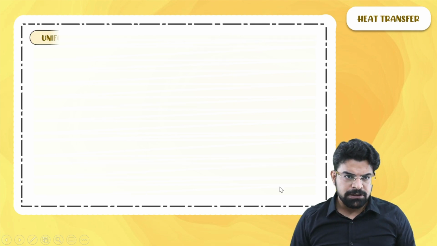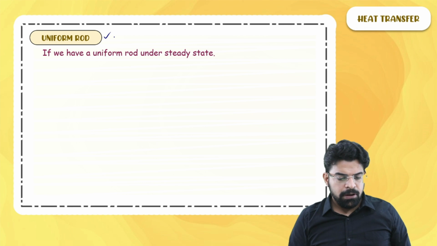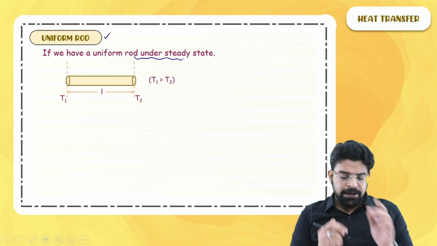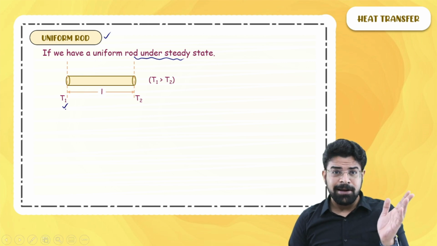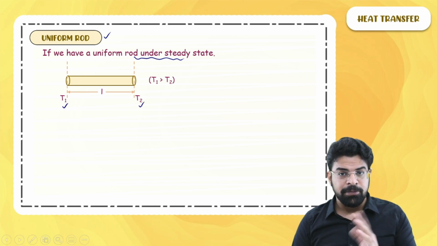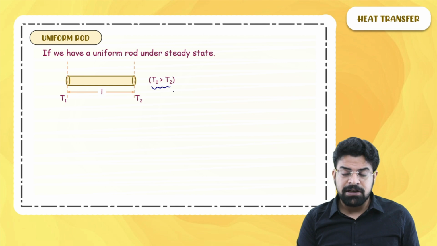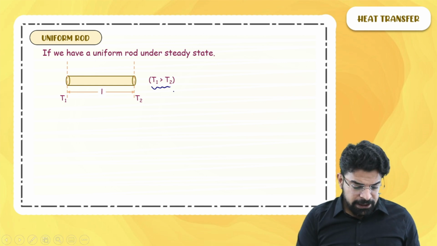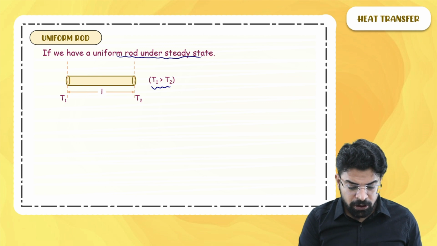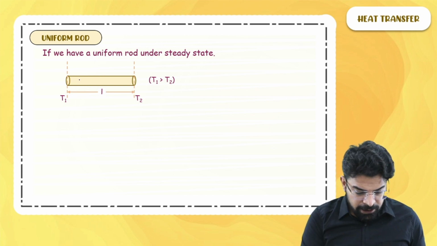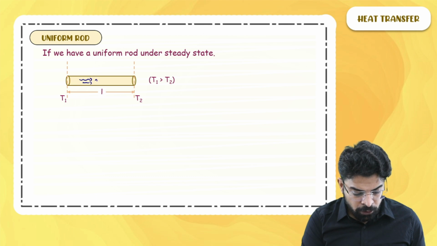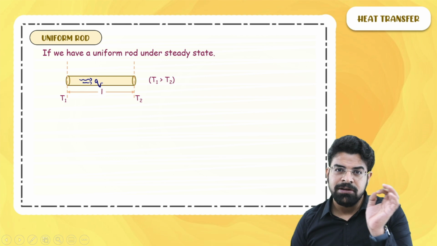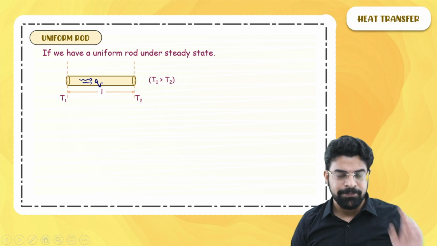So let's discuss the case of a uniform rod. If we have a uniform rod under steady state, let's say we have this rod. On the left-hand side the temperature is T1 and on the right-hand side the temperature is T2. Given that T1 is greater than T2, and this rod has a length L. We know that heat will flow from higher temperature to lower temperature. Under steady state, throughout the cross section, the rate of heat flow Q will be the same.